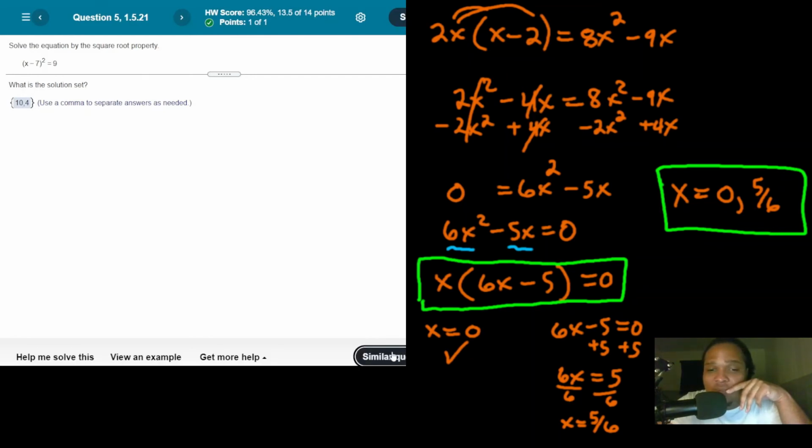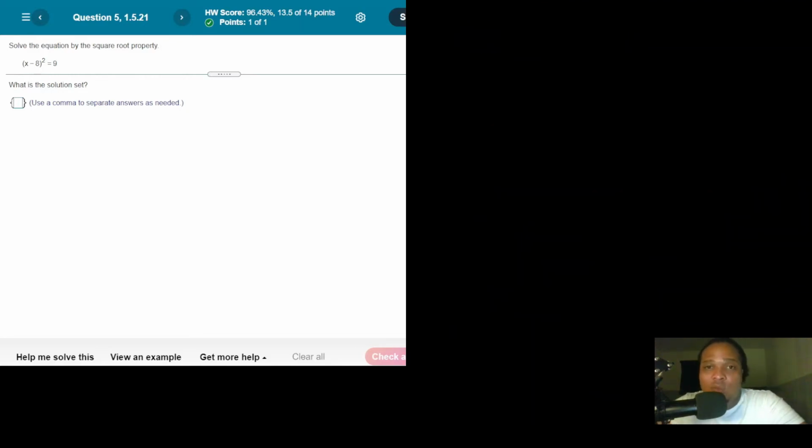Okay, I already did this one, but it's okay. We're going to do it again. Solve the equation by the square root property. So the square root property requires you to take the square root. Keep that in mind. Okay, so we have x minus 8, the whole thing squared, is equal to 9.